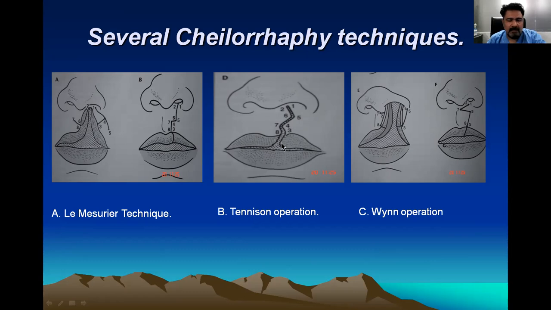Okay. Then another approach is the tennison operation. In the tennison operation also, it's a type of Z-plasty with a modification. And the Vine approach is a different rotational flap. The flap rotation is done from the philtrum only.